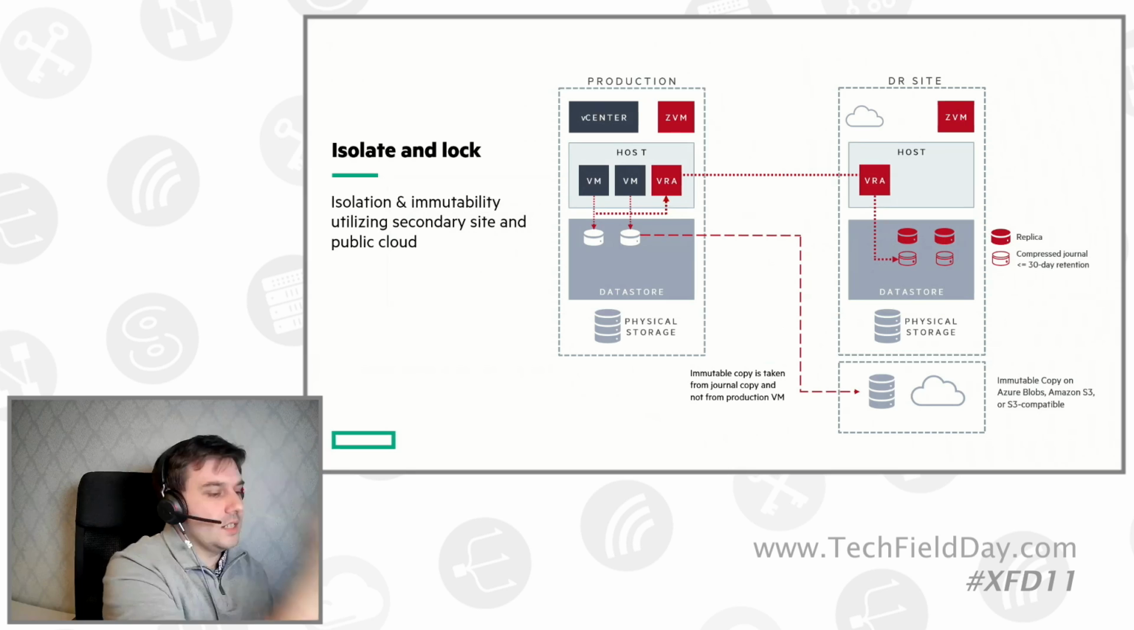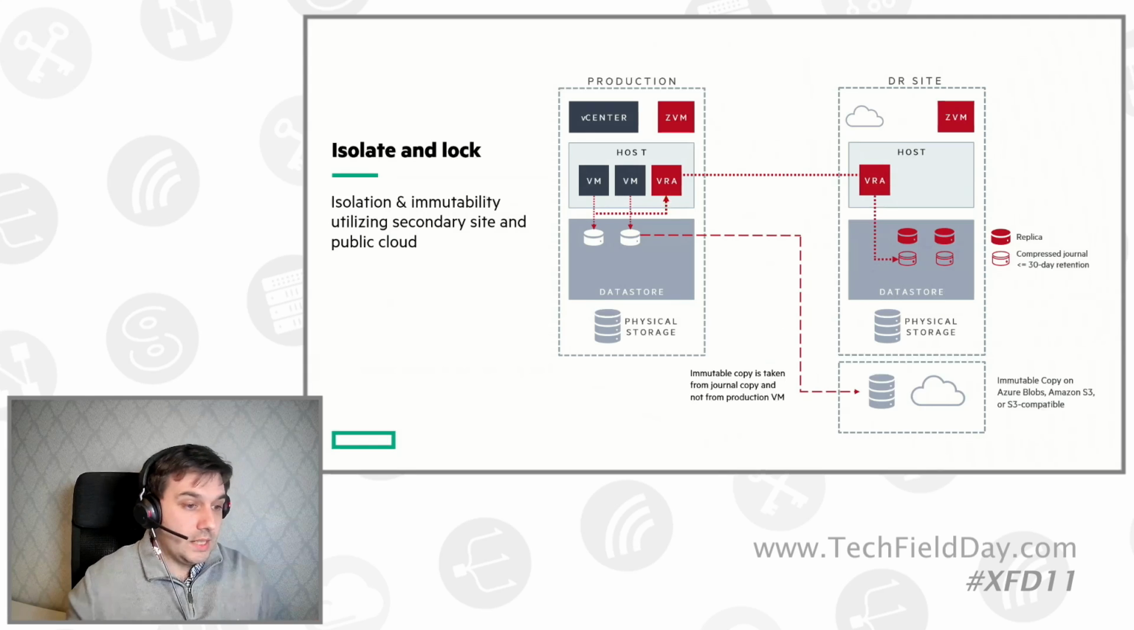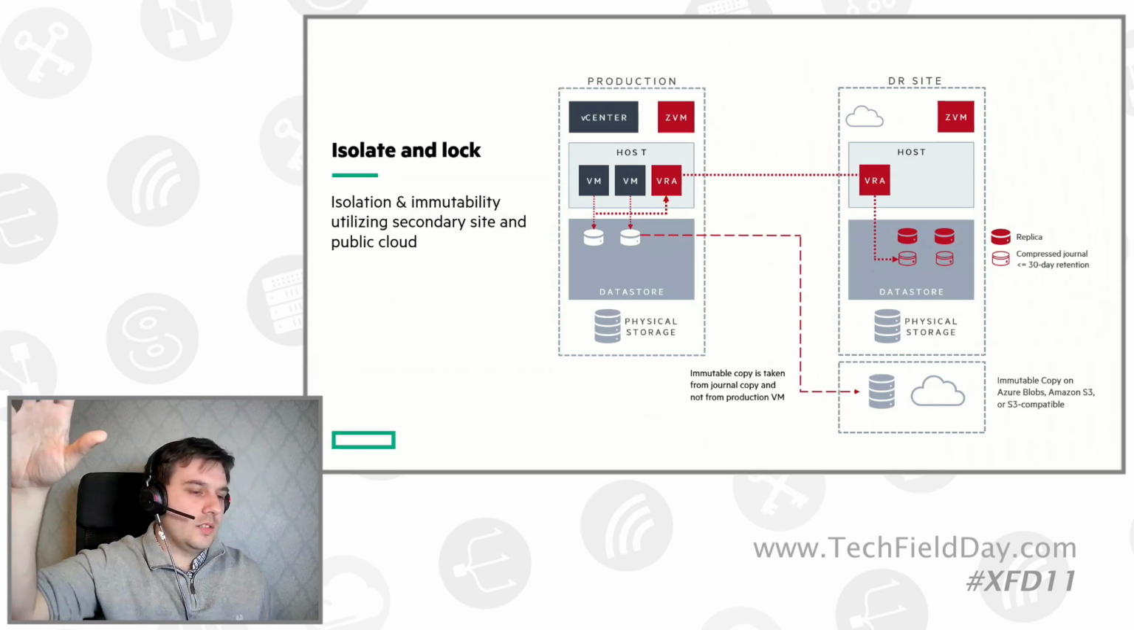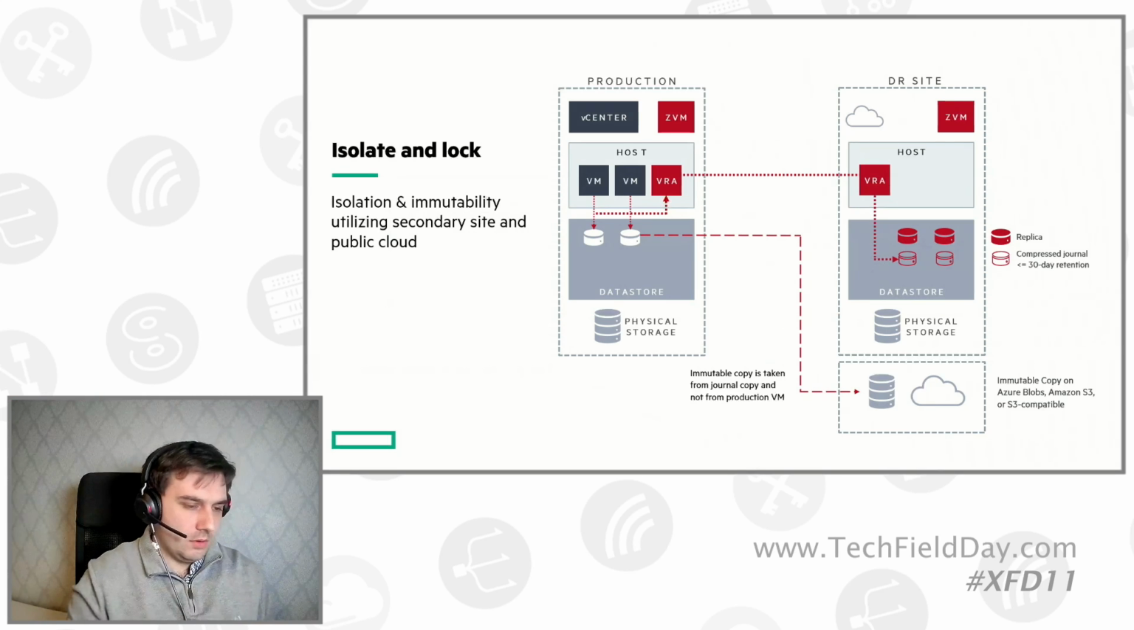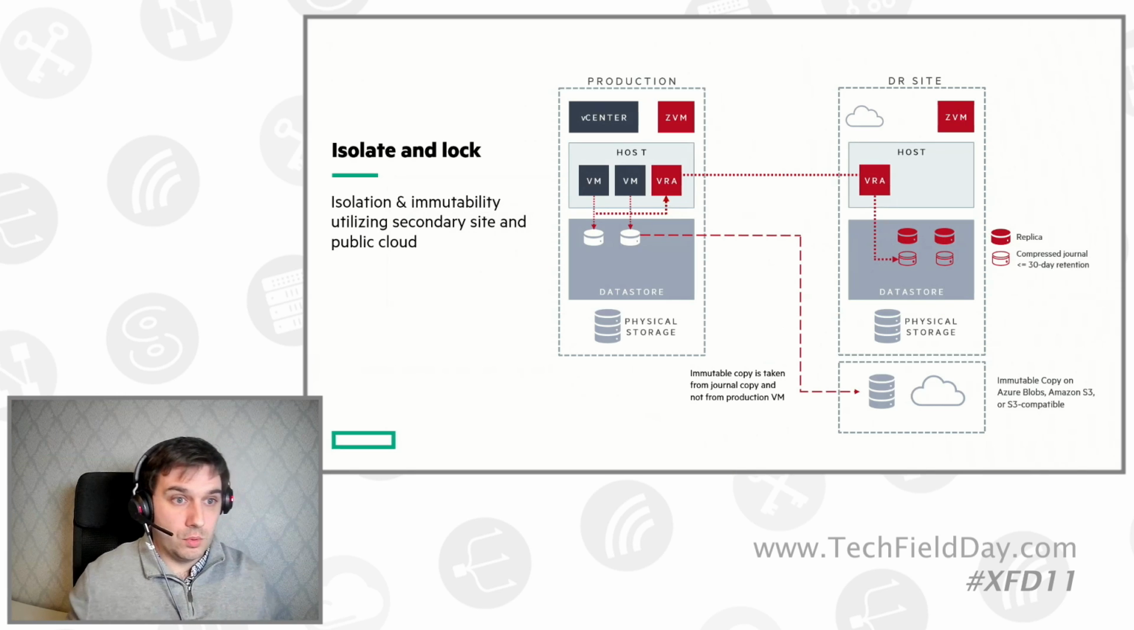So essentially, we take an immutable copy out of the journal once, twice, however many times a day you want. That is completely down to you. Trigger it via API, however you want to run your job. Take the copy from the journal and store it in secondary storage: AWS S3, Azure Blobs, or S3-compatible storage. Put object lock on, and that's how we do it. We have a repo and essentially store that away. It's not in the journal, and it's marked as immutable on a different format of storage as well.